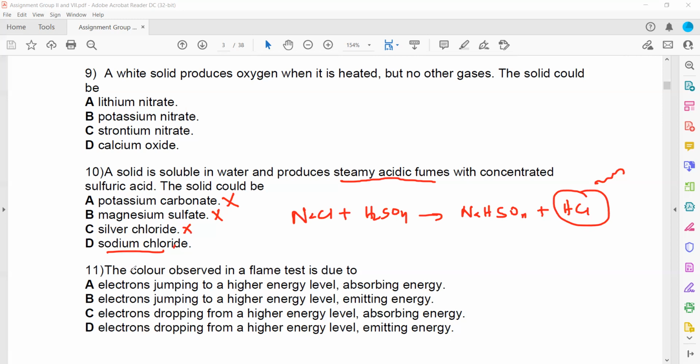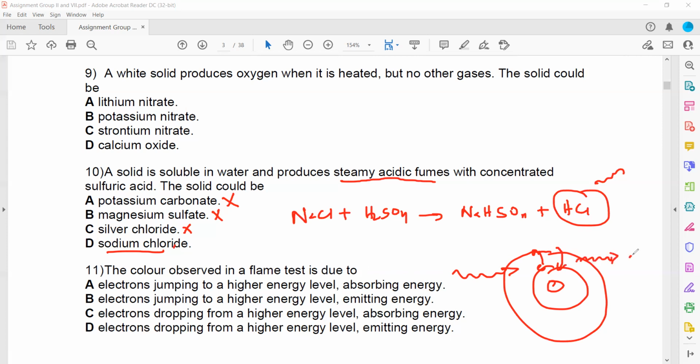Then, a color is observed in a flame test due to what? Basically, why we observe the color, as we discussed: when we place the sample on the hottest part of the flame, the electron absorbs energy and jumps. But at that time we don't see a color. Because the electron does not belong to this shell, it has to return back to its original shell. As a result, when the electron returns, it releases energy, and that energy corresponds to a characteristic color.